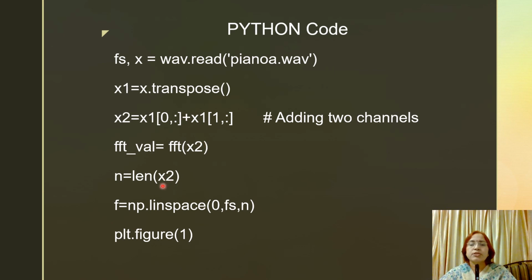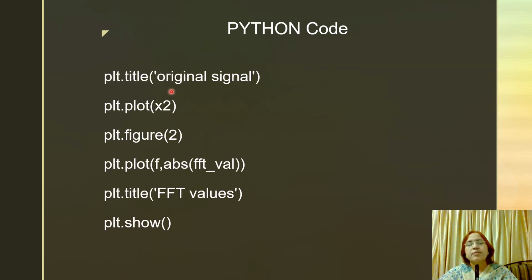Then the other procedure is the same. Find out the length of this x2. Then normalize the frequency x-axis, bin samples. F is equal to np dot linspace, start value 0, stop value fs, 44.1 kilohertz, and n is the total number of points in x2, the total number of samples in x2. Then plot the original signal. After plotting the original signal, we have to plot the FFT of the signal.